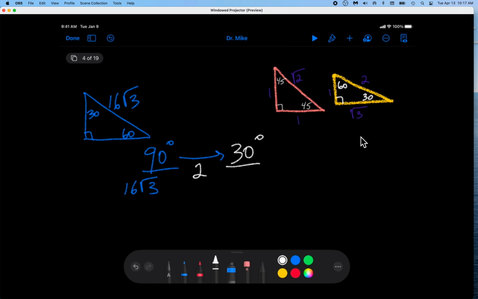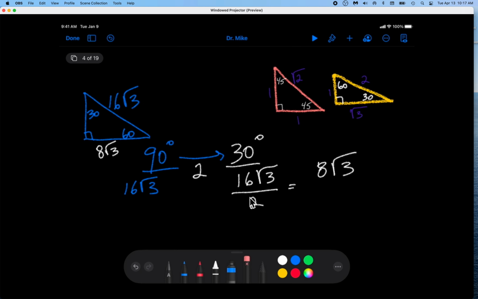Put it here. We ask ourselves, when we move from the side opposite the 90 to the side opposite the 30, are we getting bigger or smaller? We're getting smaller. Therefore, we have to divide by the conversion factor, and that's your final answer. So this is going to be 8 root 3.